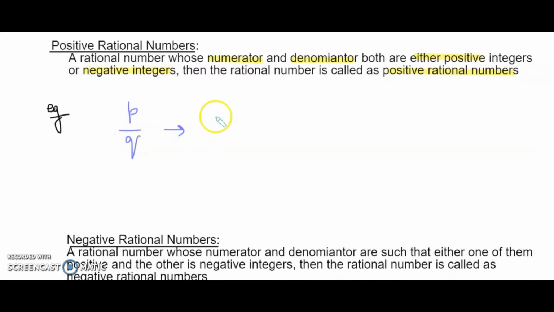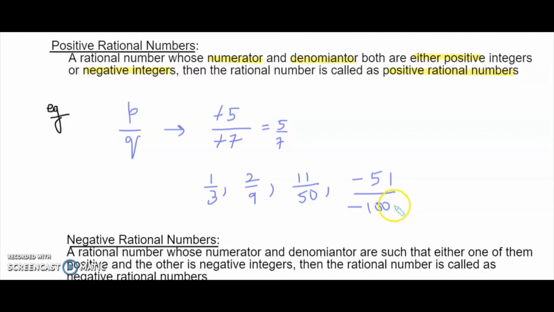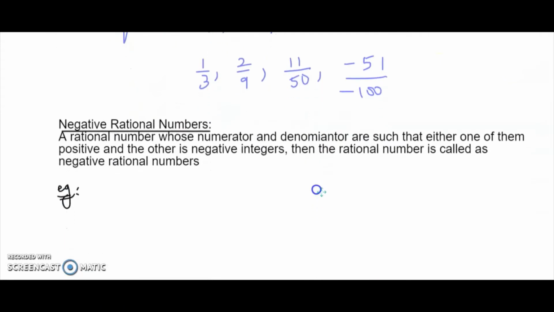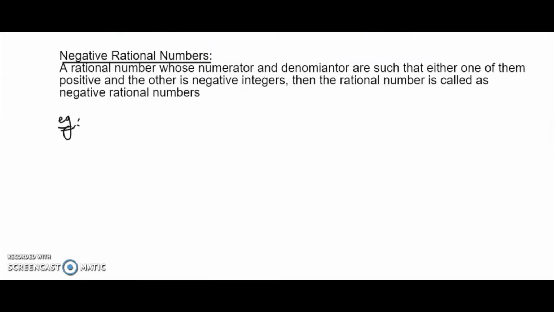So let's take an example here. Suppose I say minus 5 divided by minus 7. What happens? The negatives get cancelled off and that becomes a positive. 1 over 3 is a positive rational number. 2 over 9 is a positive rational number. 11 over 50 is a positive rational number. Negative 51 divided by negative 100 is a positive rational number, because for a positive rational number, both p and q should be negative or both should be positive. Am I clear?